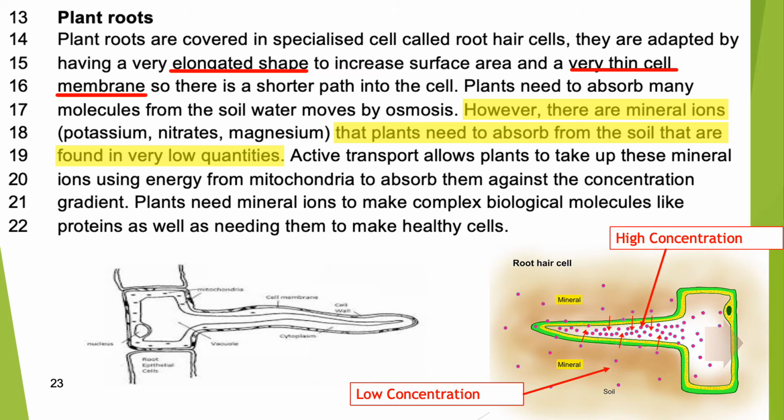Okay, and the bottom sentence there just basically says plants need mineral ions to make complex biological molecules like proteins, as well as needing them to make healthy cells, right? So these are things, potassium, nitrates, magnesium, these are all things that plants need in order to survive and to grow, right? And so as an organism, you would want to try your best to get as much as you can, okay?